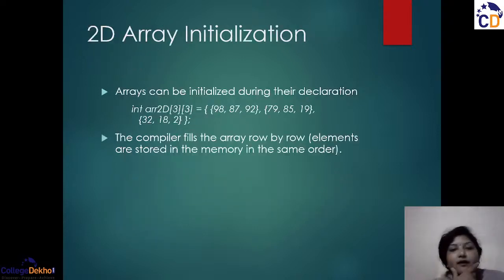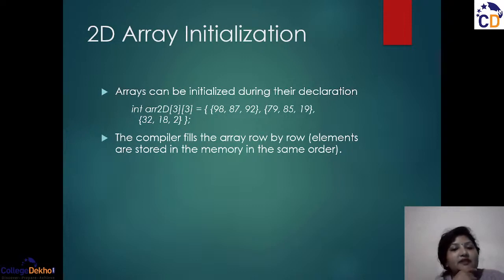Let me tell you about this. Arrays can be initialized during their declaration. What is the size of the array? 3 by 3. So 3 elements in the first row, 3 elements in the second row, 3 elements in the third row. This is how it is controlled. And why are there 3 values? Because we have 3 columns: 98, 87, 92, 79, 85, 19. So these are the values. This is how we basically take an example for a 2D array.